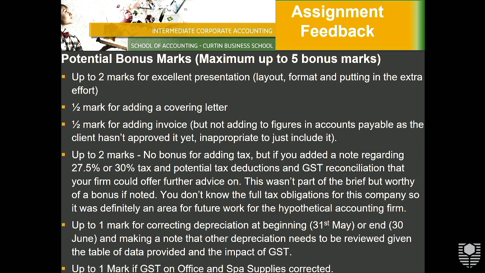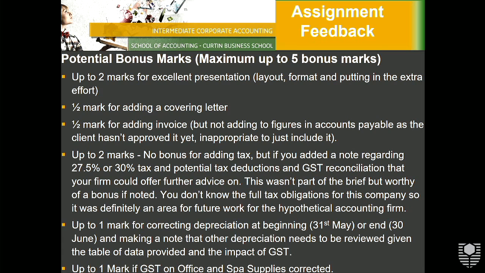Okay, so potential bonus marks were attached to things like the really good presentation, where it was obvious that people put in the extra effort. Maybe if you added a covering letter, I don't think anyone did it this semester. If you added an invoice, for example, not putting the dollar amount in, some people did. Some people added the debt that they owed Frogmore.